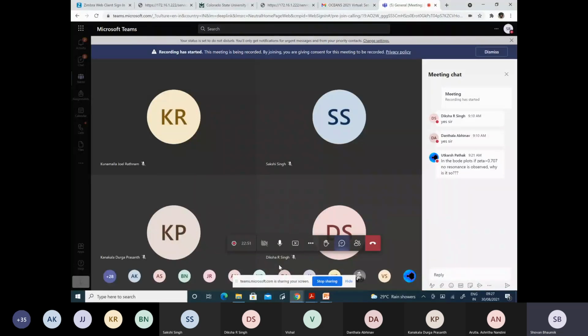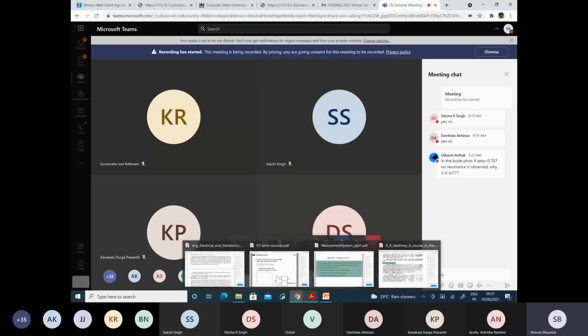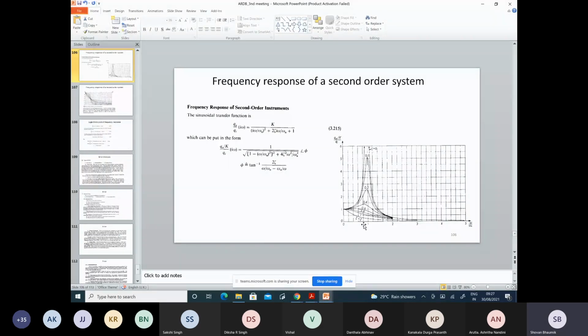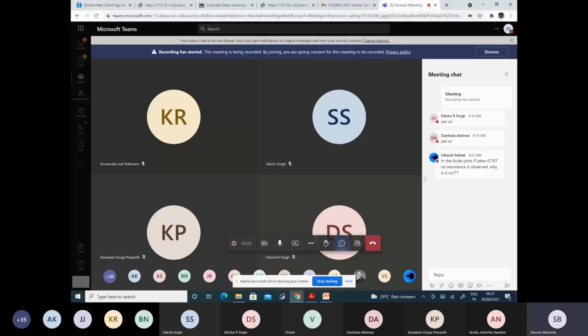So in the Bode plot, if zeta is greater than 0.707, no response is observed? No, it is not such. Why would there be no response? You are asking about zeta equals 0.707. Okay, let's go there. See, zeta equals 0.707. May I ask which plot you mentioned, gain or phase? Utkarsh, can you write or say?